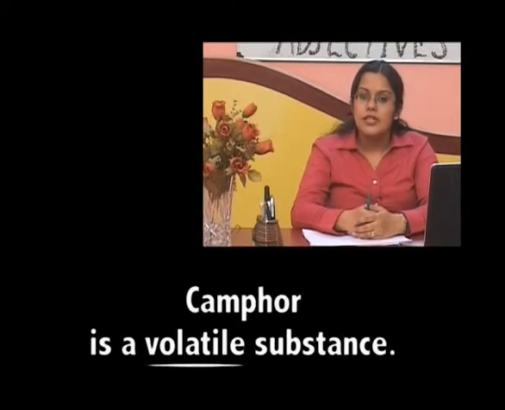Again, ask certain questions. What kind of substance is camphor? It is volatile, that is the quality of camphor. So volatile is the adjective of quality in this sentence.